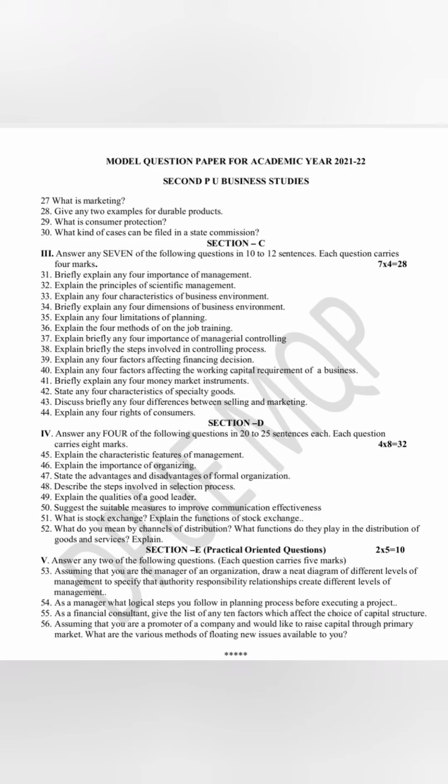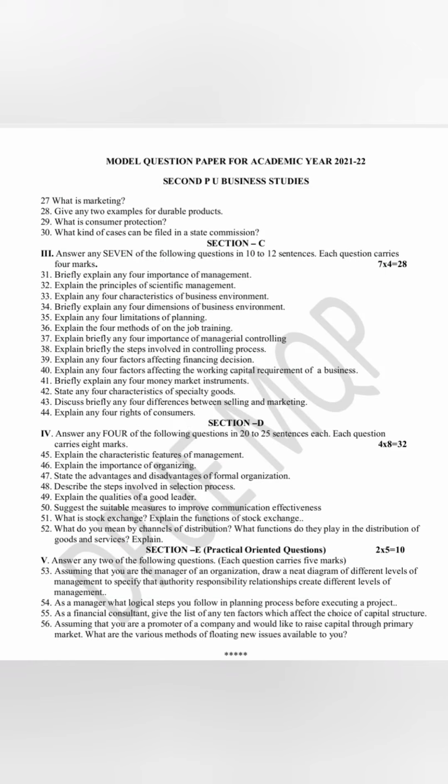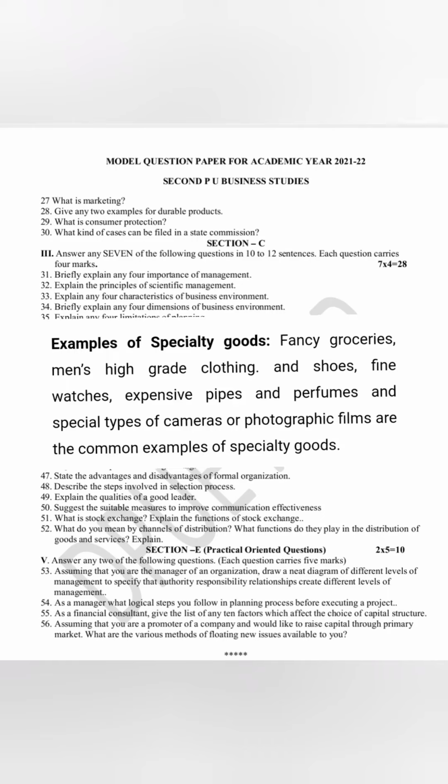After that, we have the question, which is four characteristics of specialty goods. The four characteristics of specialty goods are brands, then product category. So it is a branded item. Second, it is a specialty good. Price is always high, and price is not the main appeal. The quality is the main appeal. Specialty goods are not habitually compared on the price basis. It is on the level of satisfaction. So examples are high brand clothing, fancy grocery, perfumes, even gold.